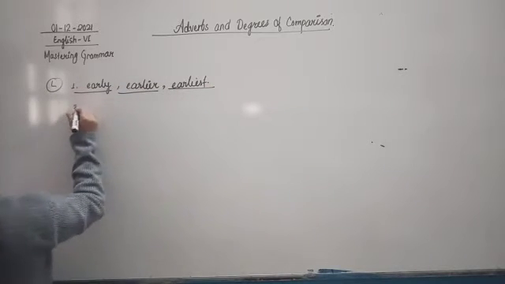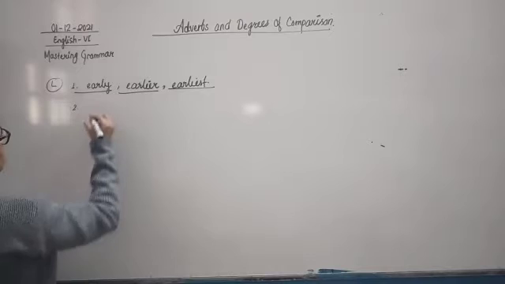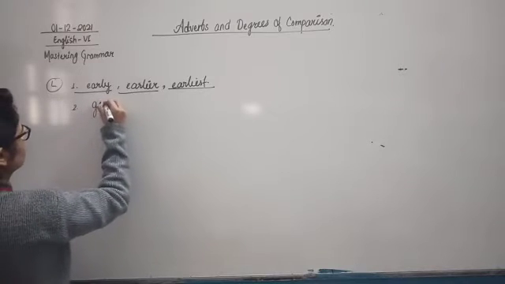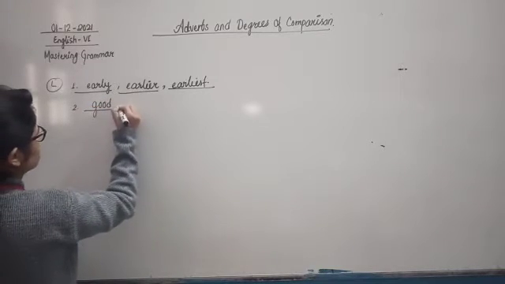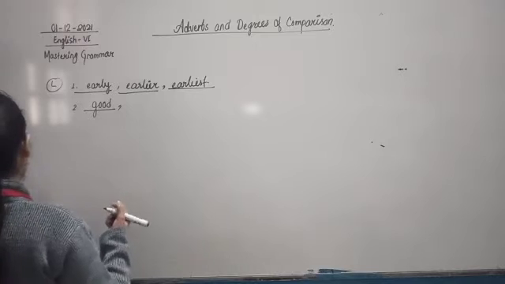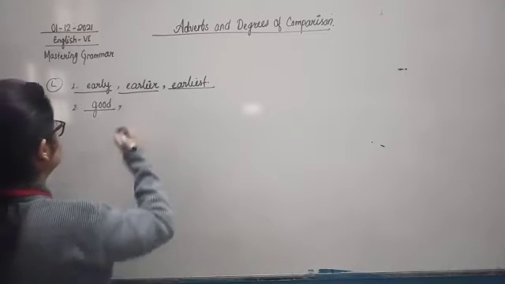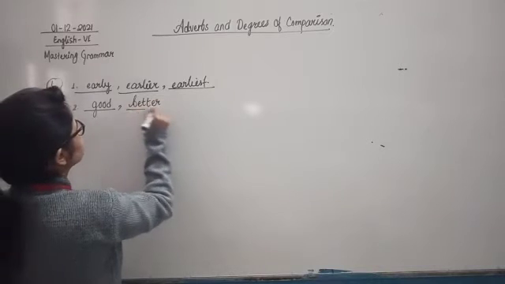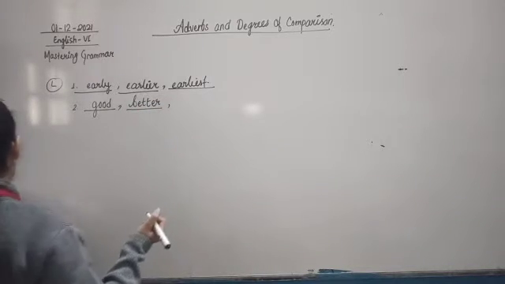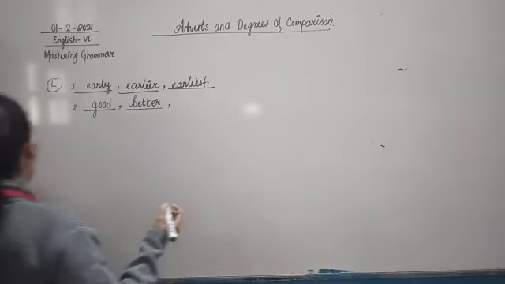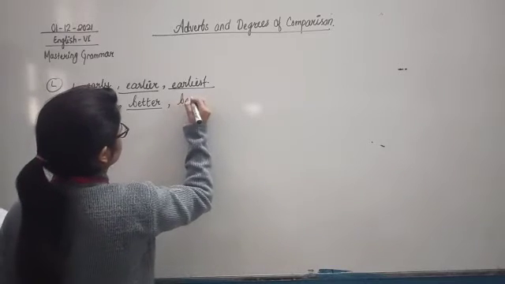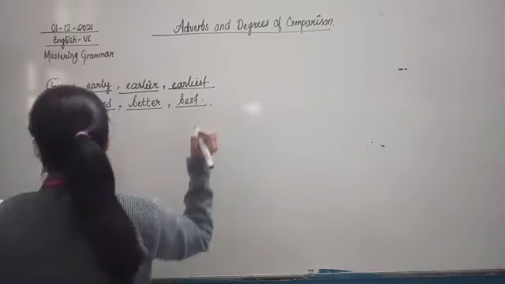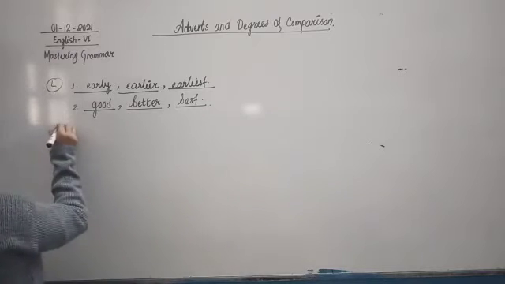Now number 2, the pasta tasted good. So how did it taste? It tasted good. The pizza tasted better. We know the comparative form of good is better. Risotto tasted best of all the Italian dishes. Yes?